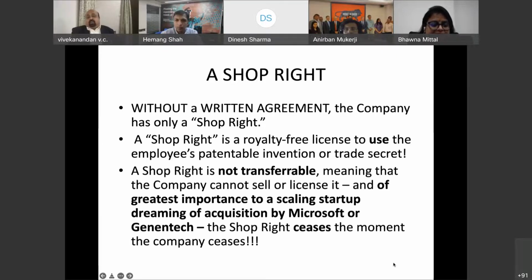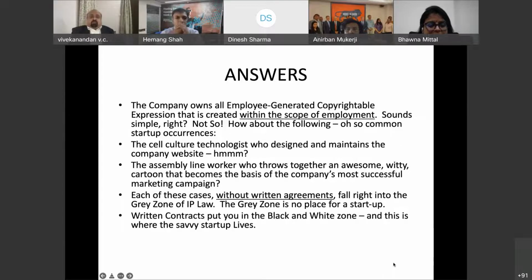This is often the case. And then there is shop right, they call it merely shop right. If you want to scale up later, the shop right cannot be automatically transferred unless there is a proper written agreement. So I would like to just close a few things which I said.